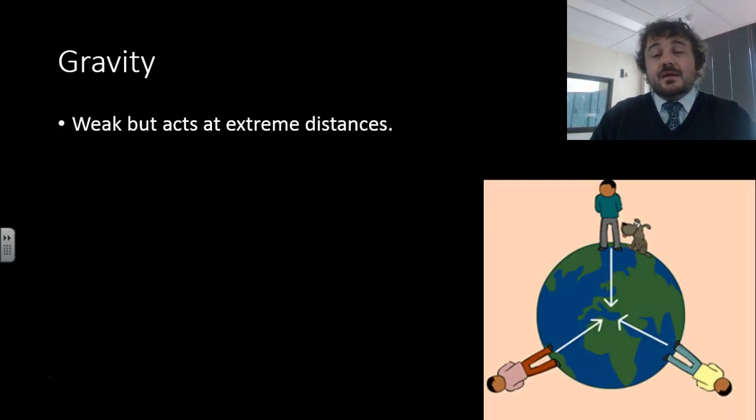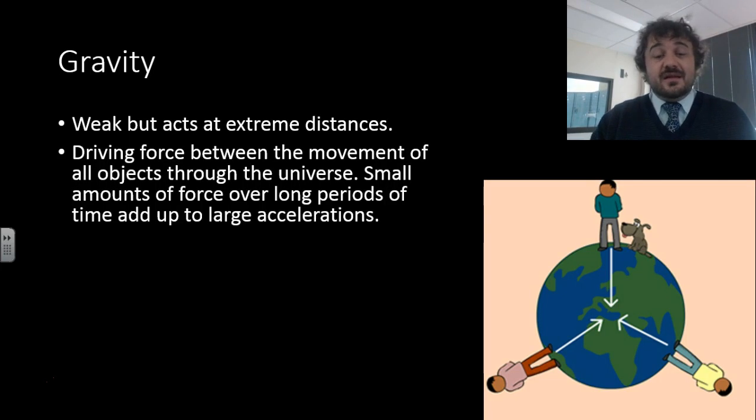So the force of gravity is weak, but it acts at extreme distances. It's actually the driving force behind the movement of all objects in the universe, and while it's a weak force, the small force acts over a long time, and that builds up, and this is why most things in the universe are traveling at very, very large speeds.